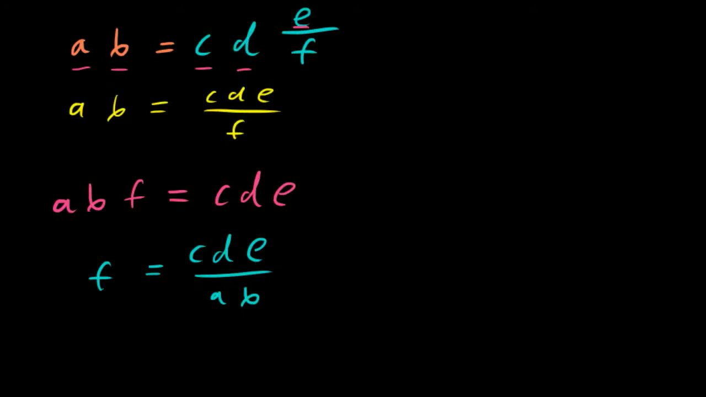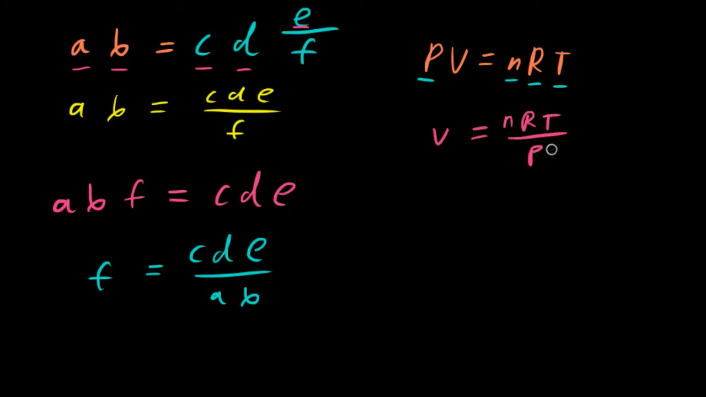This is just a very simple operation. As we get further along in our playlist, we'll be talking about the ideal gas equation, which is almost exactly in this form. We don't have the fraction at the end, but the ideal gas equation is PV is equal to nRT. We'll often know P, n, R, and T, but not V. To solve for V, we just divide both sides by P, and V is equal to nRT divided by P.